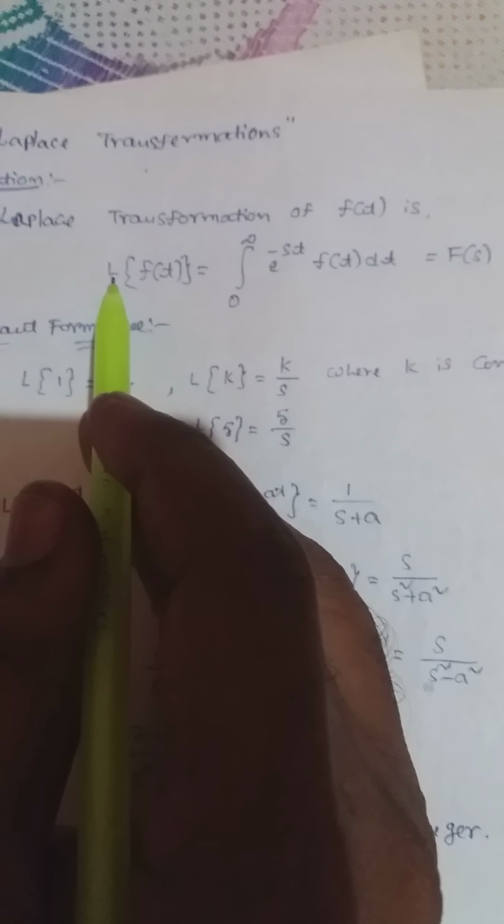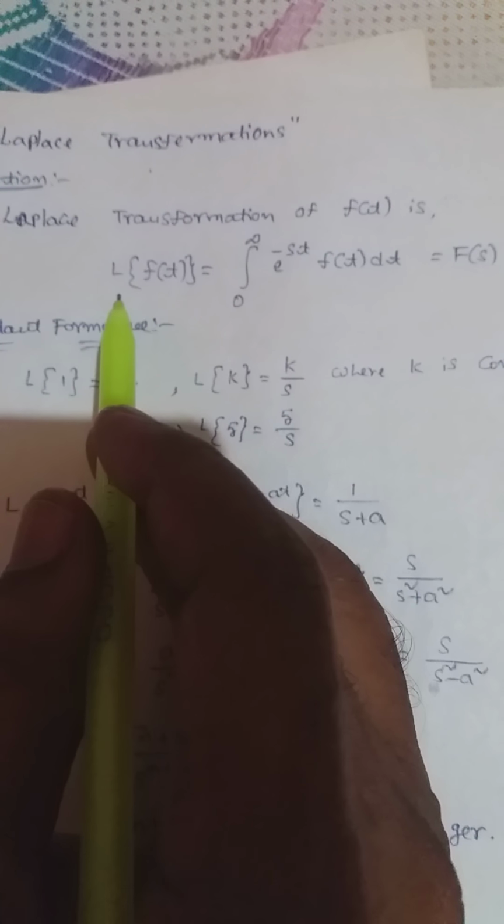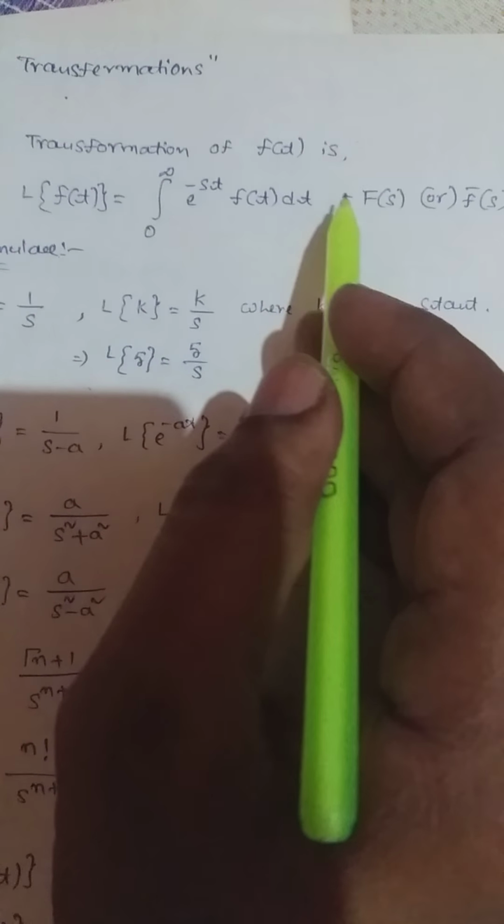Again, the Laplace transformation of the function f of t is denoted by L of f of t, and the definition is the integral from 0 to infinity of e power minus st into f of t dt. If you do the integration, and these limits 0 to infinity are related to t, then when you replace the limits in the place of t, you will get the answer in terms of s. That means you are going to get another term in terms of s, and that term we are going to take as a function.